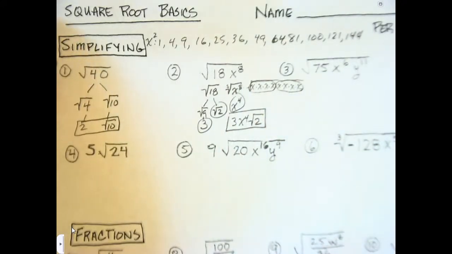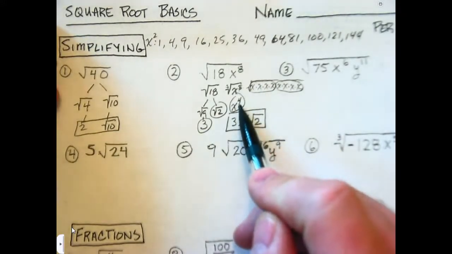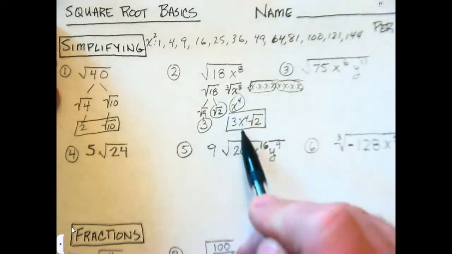Why does the x to the 4th go next to the 3 instead of going inside the radical? Because it's not in the radical any longer. When you took the square root of x to the 8th, you got rid of it.